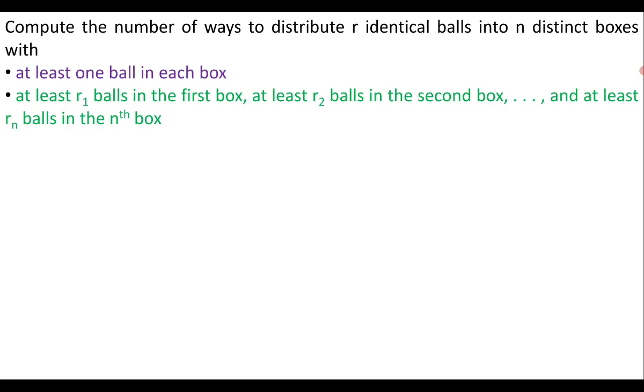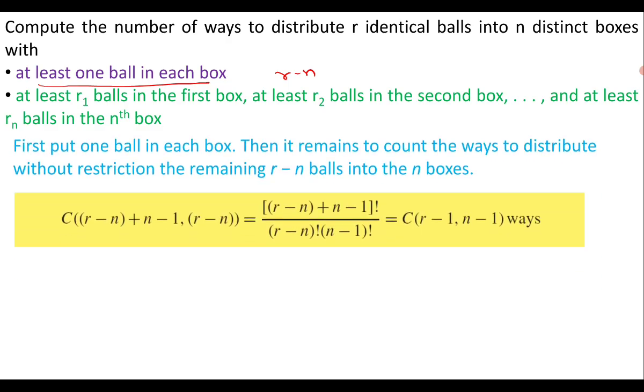the number of ways to distribute r identical balls into n distinct boxes with at least one ball in each box. When it says at least one ball in each box, it means that we already put one ball in each box. So if there are n boxes, and you put one ball in each box, the remaining balls are r minus n. So distributing r minus n balls into n boxes, we just replace r by r minus n in the formula, and if you simplify it, it becomes C(r minus 1, n minus 1).